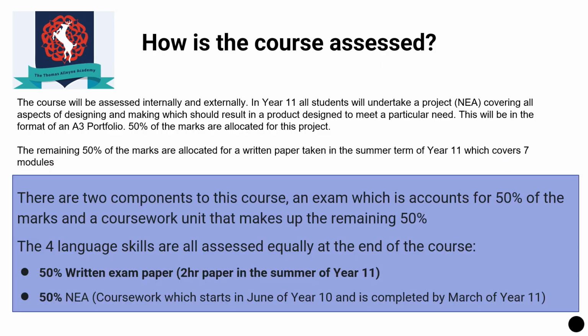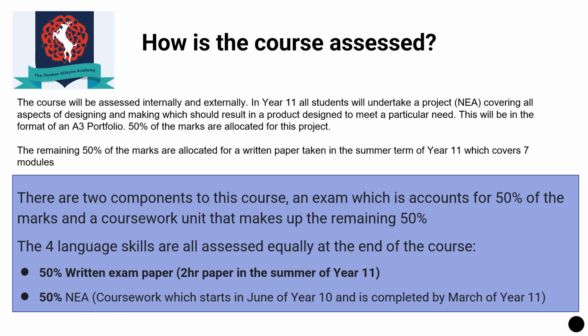Design technology is assessed using 2 units. One of these units is a written exam paper, which is worth 50% of your final mark. This paper is a 2-hour paper which you sit at the end of year 11, and that includes a range of knowledge based on the 7 units we've just discussed, but also a bit of an element of design in there as well.